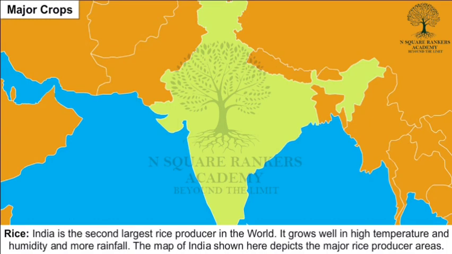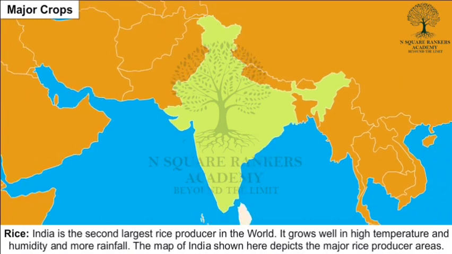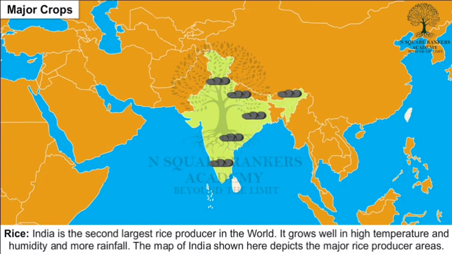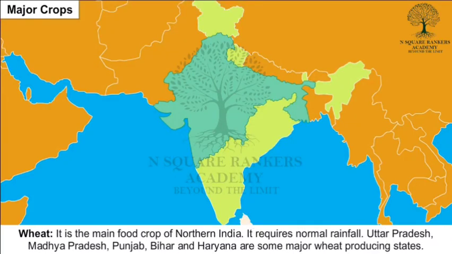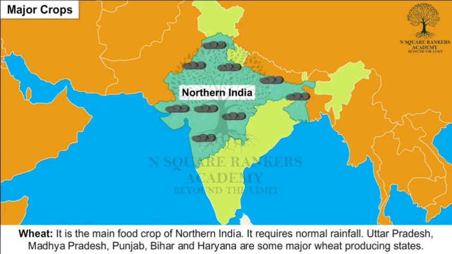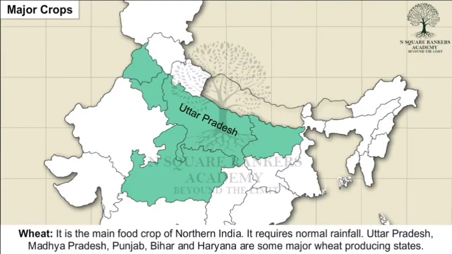Rice. India is the second largest rice producer in the world. It grows well in high temperature and humidity and more rainfall. The map of India shown here depicts the major rice producing areas. Wheat. It is the main food crop of northern India. It requires normal rainfall. Uttar Pradesh, Madhya Pradesh, Punjab, Bihar and Haryana are some major wheat-producing states.